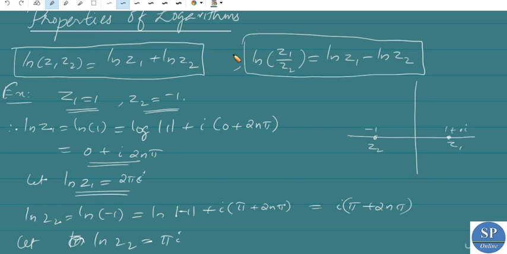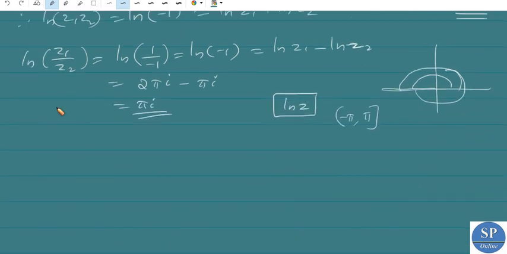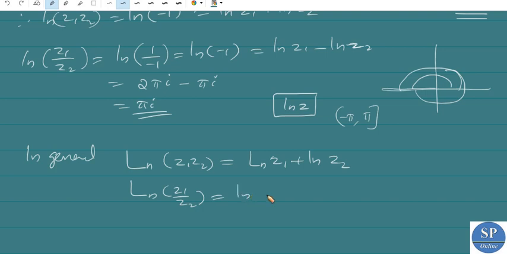But here, as we said in the argument case, if we use the principal value, that is if you replace ln by the principal value function ln, then these two may not be correct. As in the case of the argument, if we use the principal argument it is generally not correct. So we can say that in general ln of z1 z2 equal to ln of z1 plus ln of z2, and ln of z1 by z2 is equal to ln of z1 minus ln of z2 are not true.